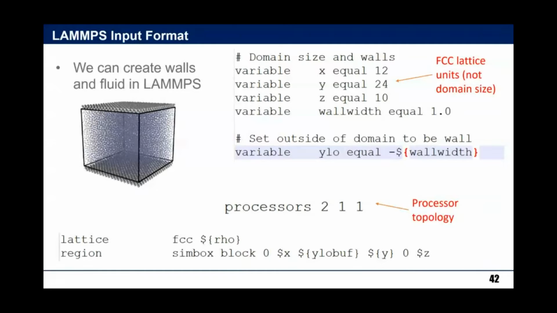The next thing to mention is the LAMMPS input format. You essentially create your systems through an almost programming-like input interface. In a typical domain setup, you specify, say, the FCC lattice. So this is saying that I want, say, 12 lattice units in X, 24 in Y, and then you specify how wide your wall would be. You'd also have a keyword for how many processors you've got, and then you would create a lattice of FCC molecules, and you create your simulation box to be filled with that uniform lattice.